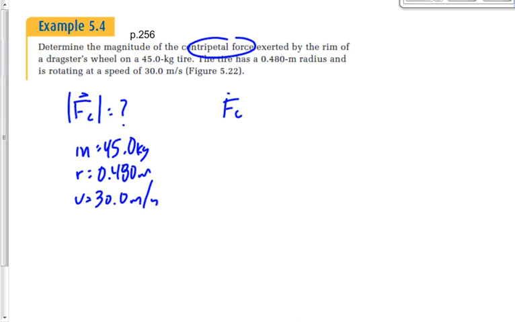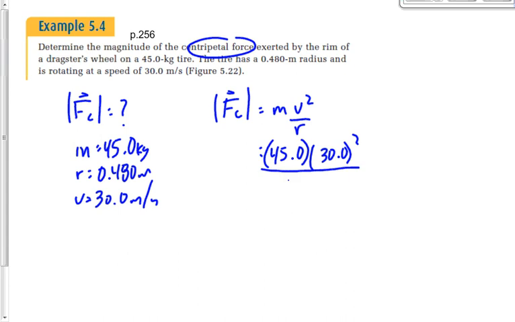Okay, this is pretty straightforward, right? Look, if you can find the acceleration, you can find the force. mv squared over r. 45.0 times 30 squared. Hey, I've got this drawn as m times v squared over r. What if I do this? How does that change things? m times v squared over r is the same thing as saying mv squared all over r. It's the same thing, isn't it? It doesn't matter which way we write it. It means the same thing.